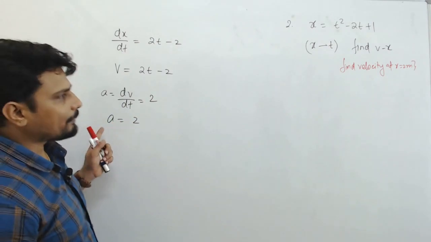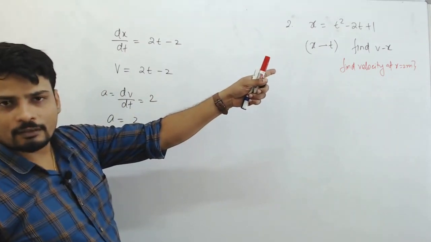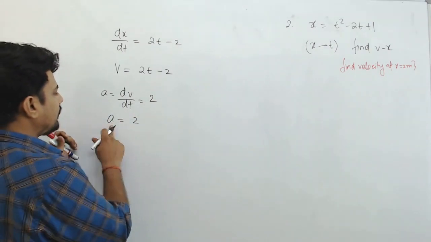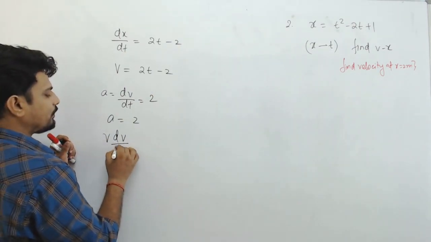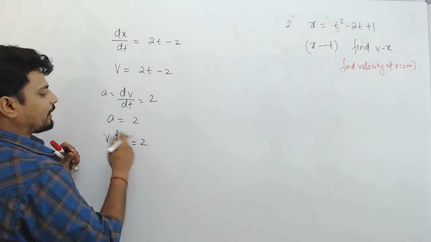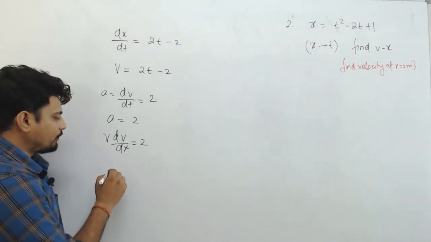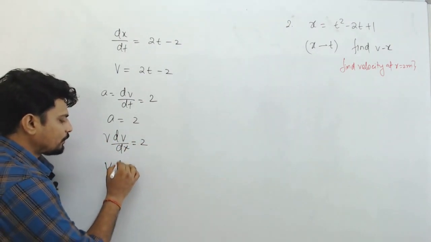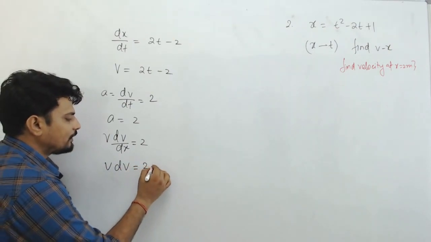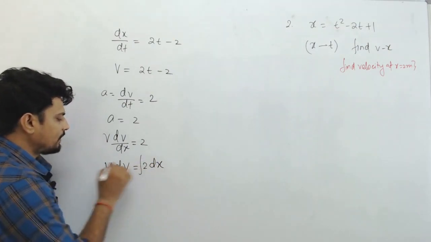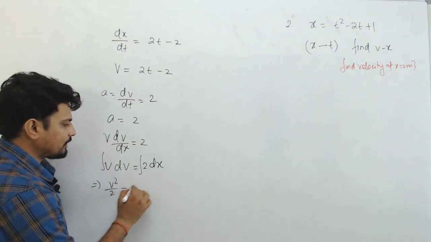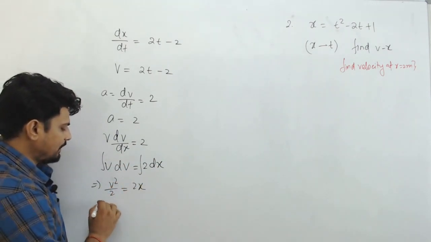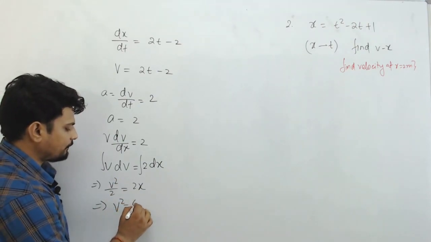Okay, but am I looking for a? No, I'm looking for the relation of v and x. A is what? Could I just write this as a is equals to v dv upon dx? हाँ, देखो मेरा काम बन गया जी. I got what I was looking for, you know. So what do we have? V dv is equals to 2 dx. Now what else? Integrate this. So this should be how much? V square upon 2 is equals to 2 times of x. That means v square is equals to 4x.